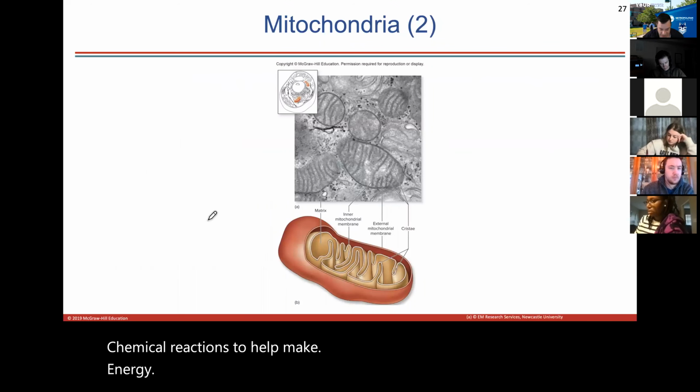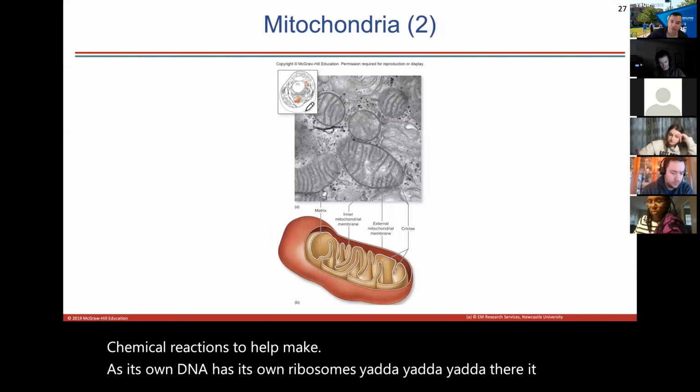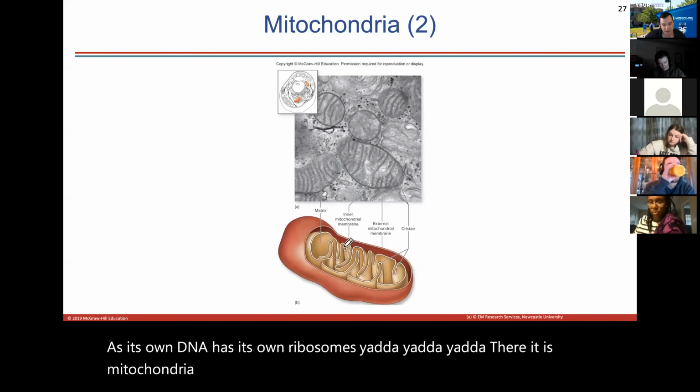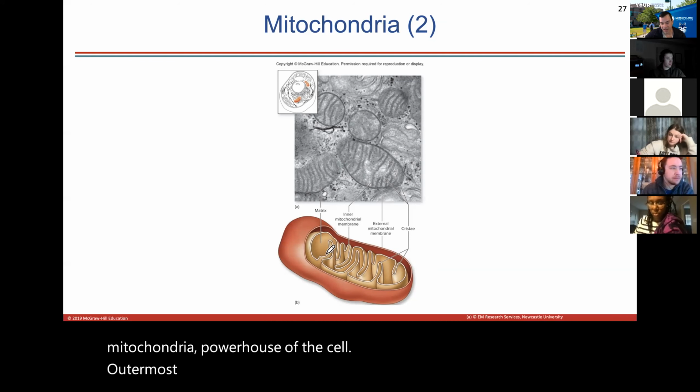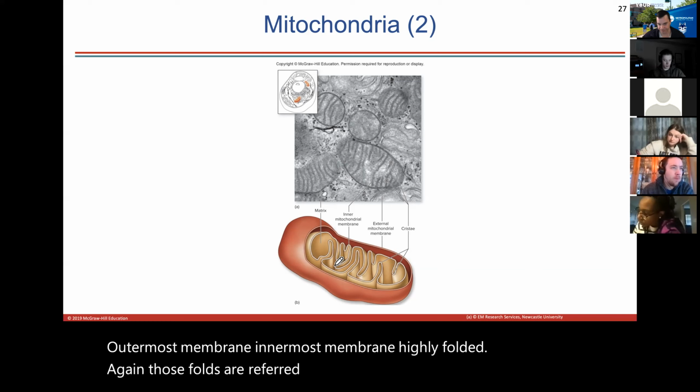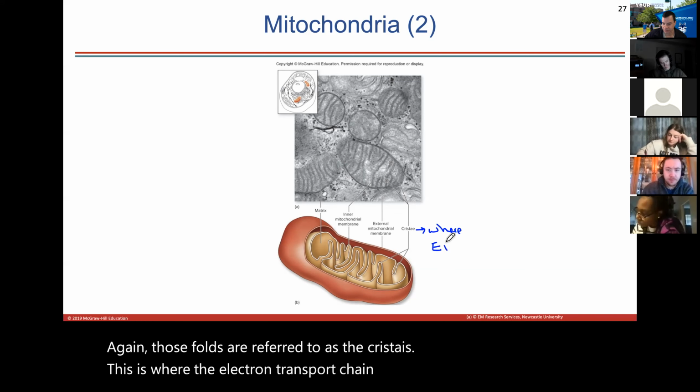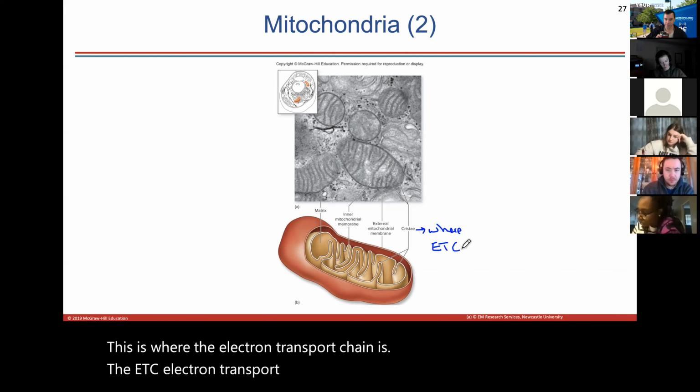Has its own DNA, has its own ribosomes, yada, yada, yada. There it is. Mitochondria, powerhouse of the cell. Outermost membrane, innermost membrane, highly folded. Again, those folds are referred to as the cristae. This is where the electron transport chain is. The ETC, the electron transport chain. That's where we find all the parts and pieces to do that.